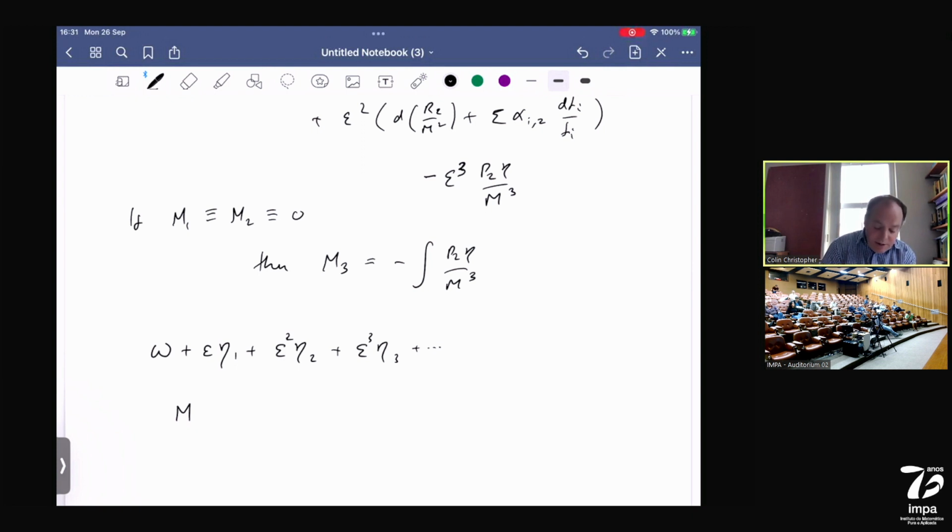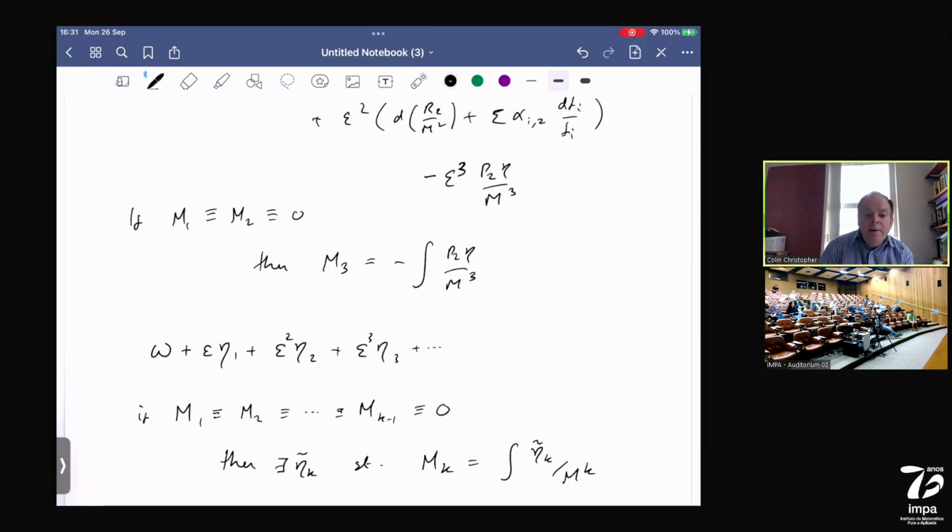In this case, it turns out you can do exactly the same thing. So if m1 is equivalent to m2 is equivalent to m k minus 1 is equivalent to 0, then there exists some one form eta k such that my kth order Melnikov function can be written in the form eta k tilde over m to the k. And so I have a nice way that I can then iteratively write out all the terms of my expansion purely in terms of integrals of pseudo-Abelian integrals.